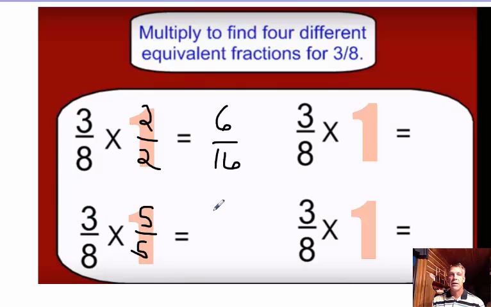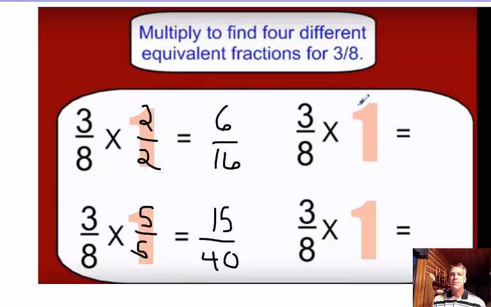So 3 times 5, 15. And 8 times 5 is going to give you 40. And those two are the same. 3/8 is still the same shaded amount as 15/40, just more cuts.